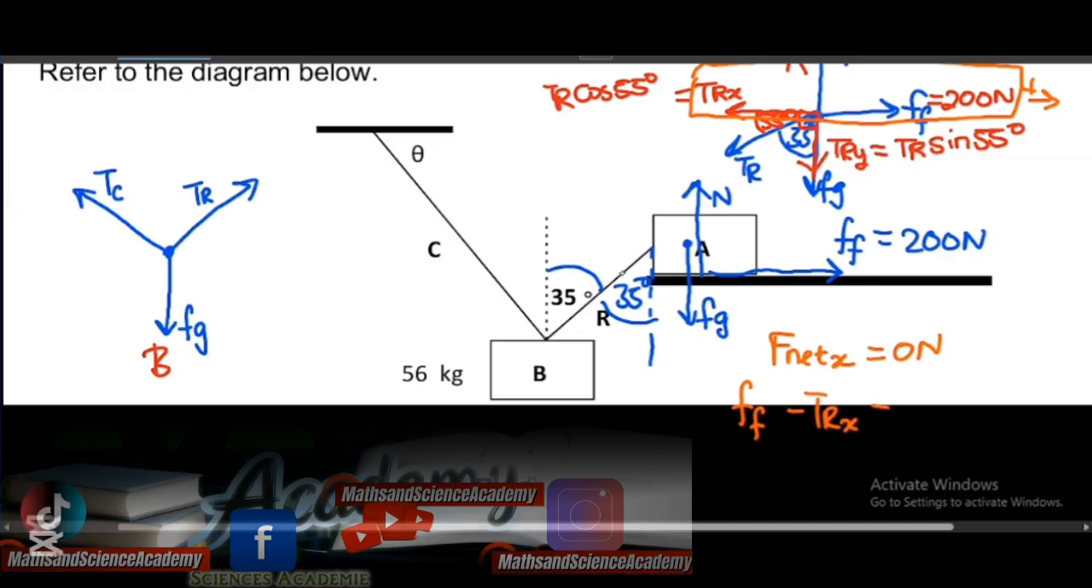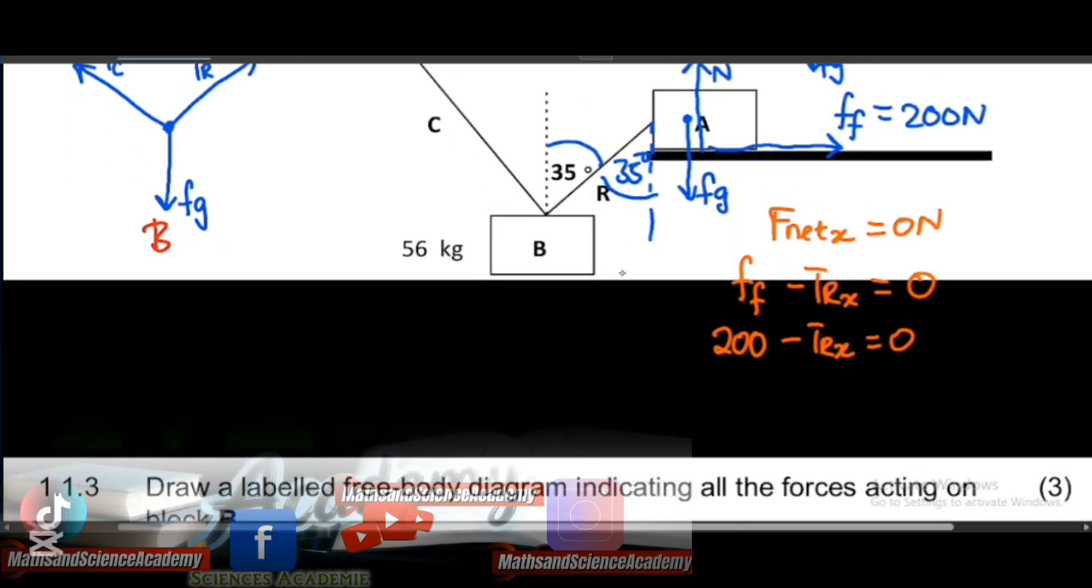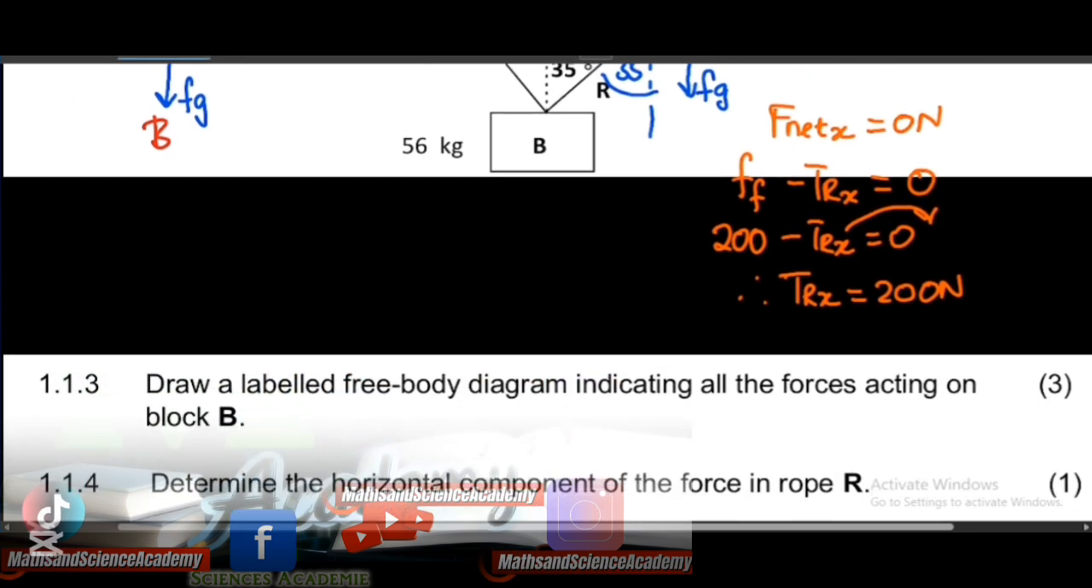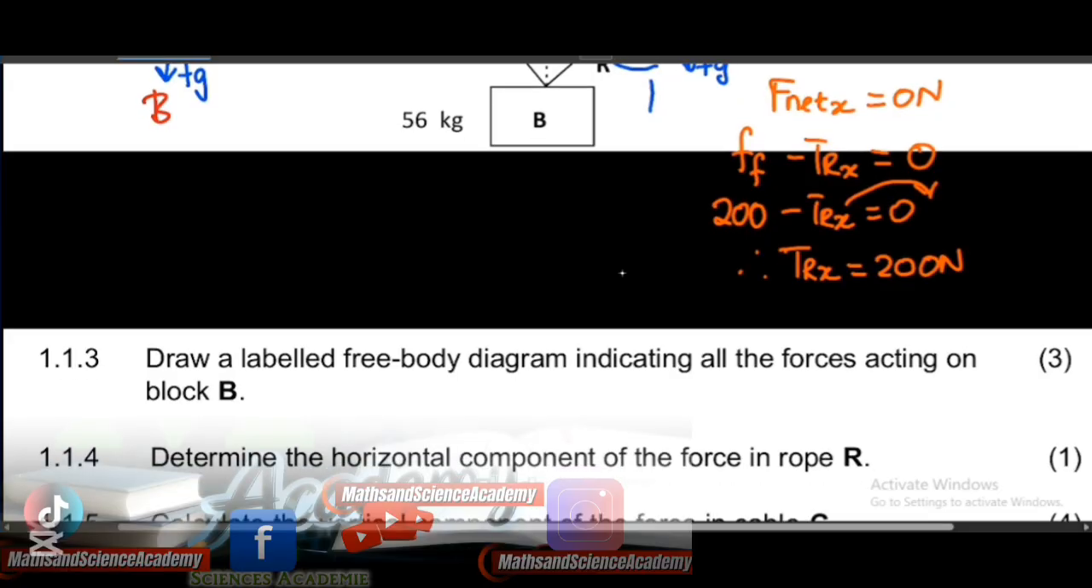But we already know what the frictional force is. Our frictional force is 200 newtons minus TRX equals 0. So therefore our TRX will be equal to 200 newtons, since you just take the TRX to the right hand side, giving us TRX equals 200 newtons. So now our horizontal component of rope R will be equal to 200 Newton. So that's your 1 mark.